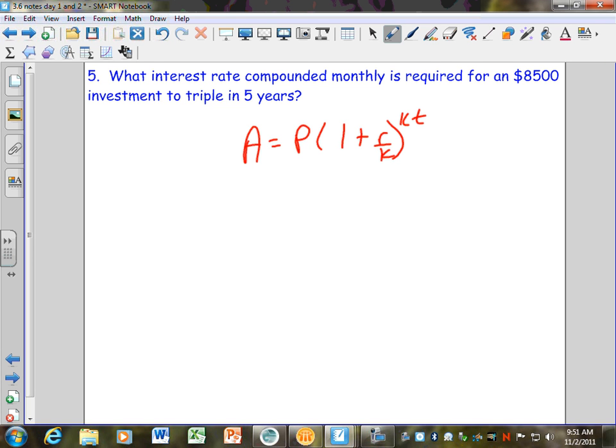And then the second thing I always do, before I start plugging stuff in, is make sure you know which variable you should be solving for. And what should I be solving for in this problem? The interest rate, which means that's going to stay as r, and every other letter should have some number in it or some way to get that number.